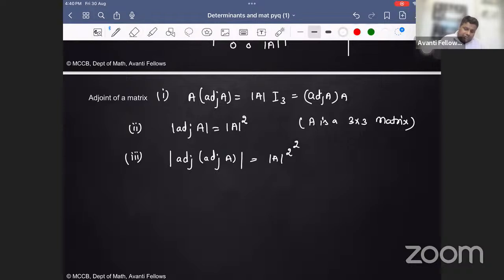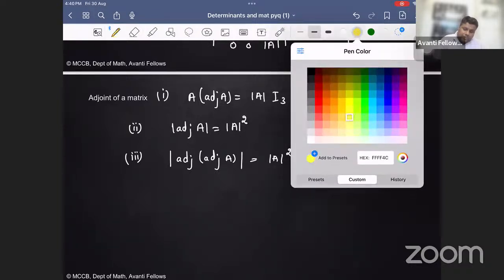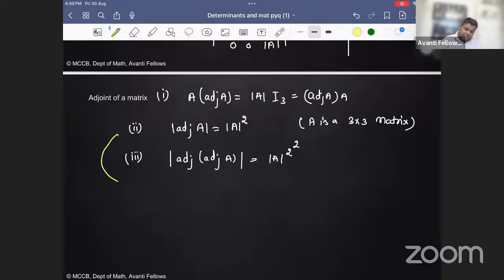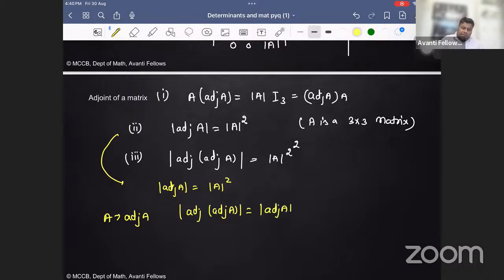Now, how did it come from? See, from this: determinant of adjoint A is determinant of A squared. Replace A by adjoint A. So the left side will become determinant of adjoint of adjoint A, which is determinant of adjoint A squared. And determinant of adjoint A, you just calculated, is determinant of A squared, whole to the power 2. Am I clear?